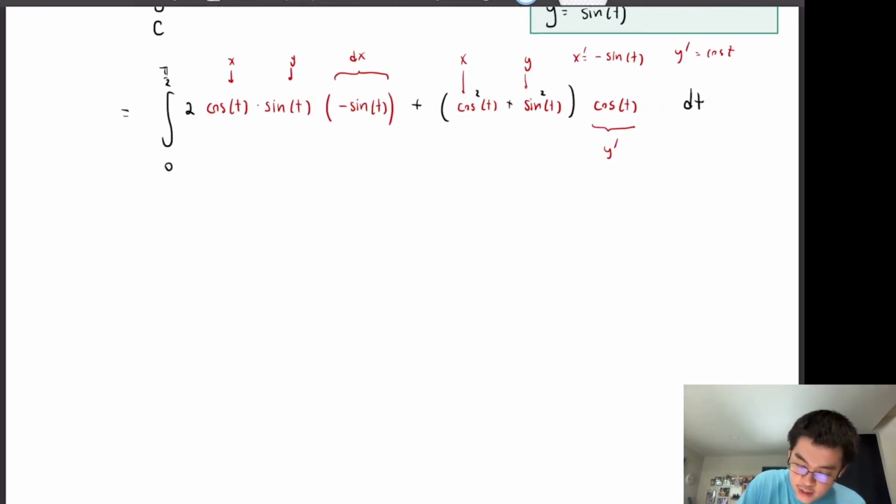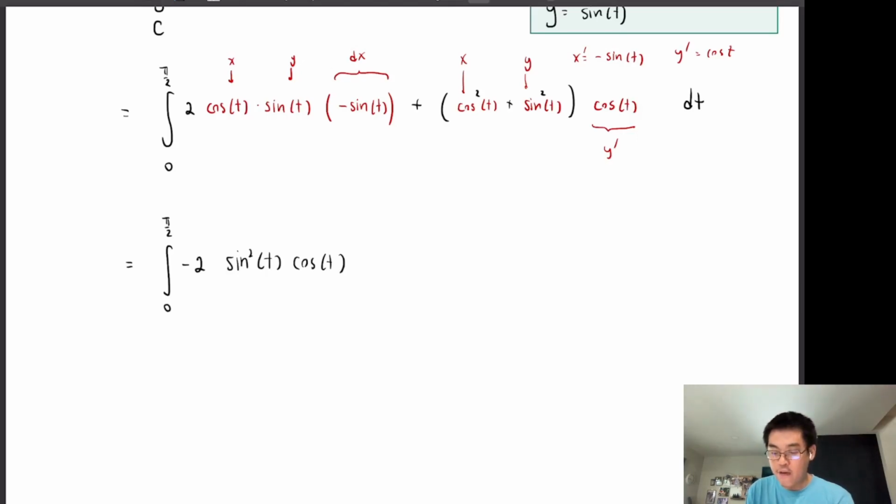Okay, so what do we do next? You have integration from 0 to pi over 2. All right. You have 2 of, with the minus sign, sine square cos. And if you don't know already, sine square plus cos square, no matter what angle it is, it always be 1, right? So this thing all the way be 1, so we just left with cos here.